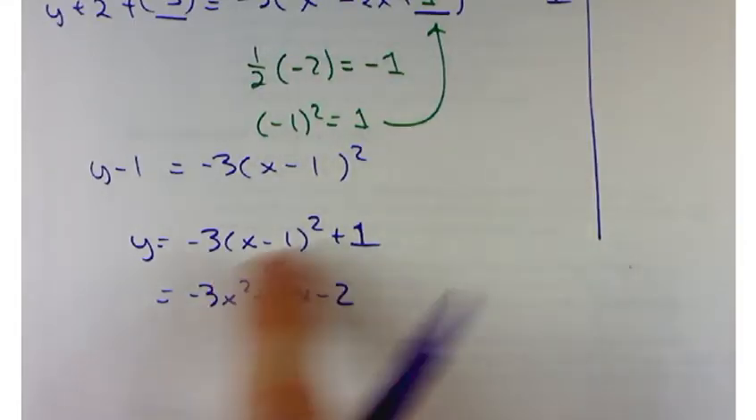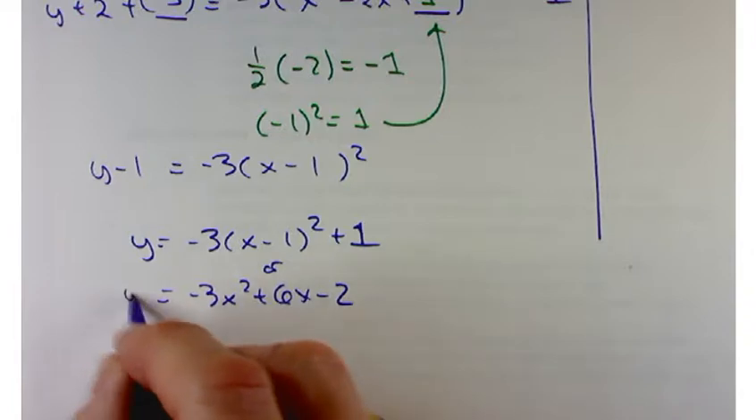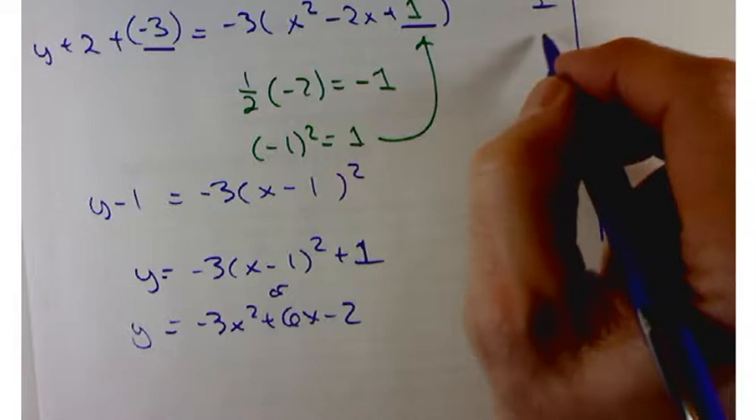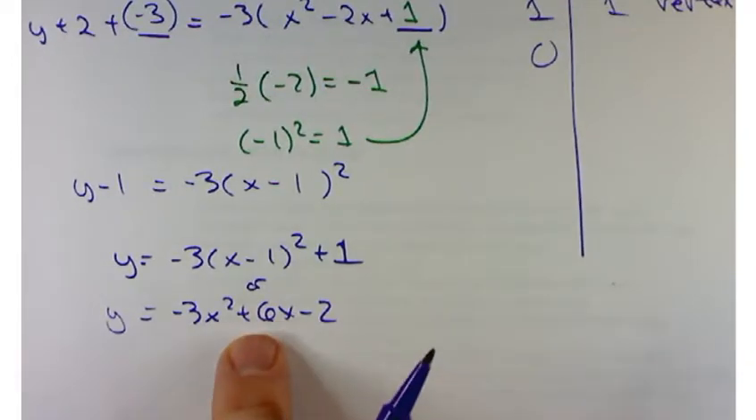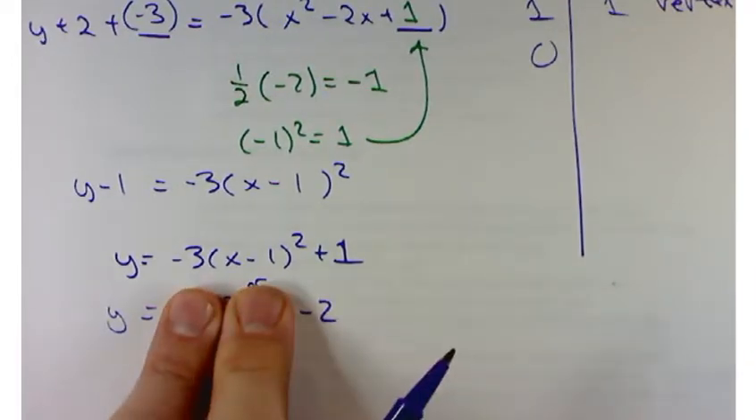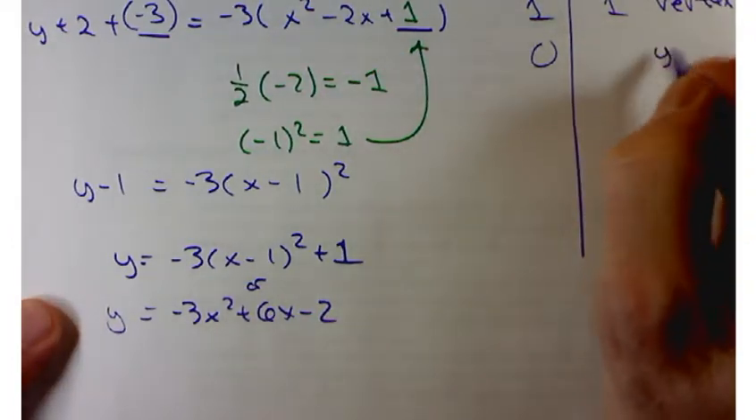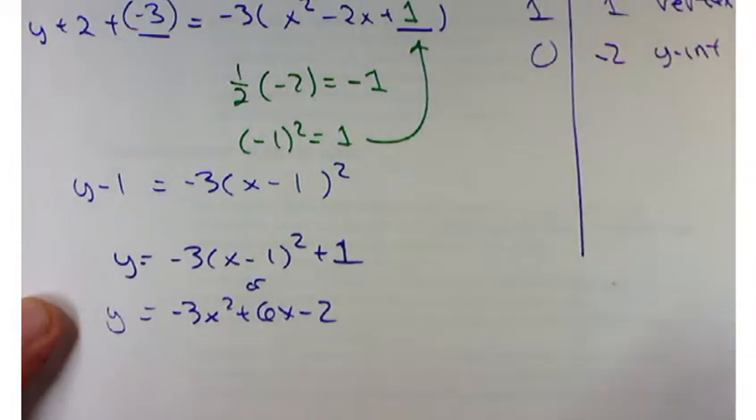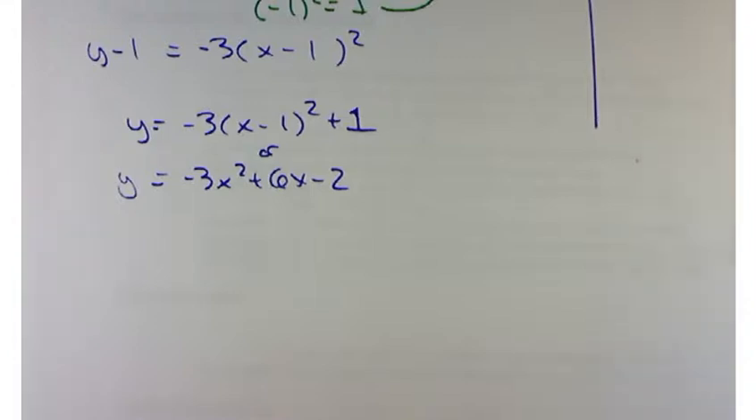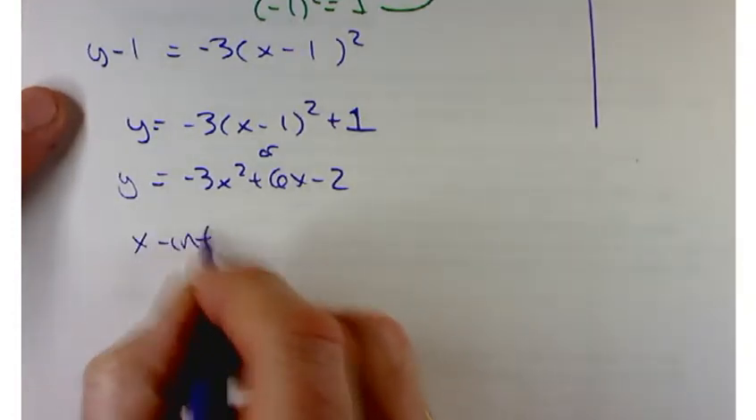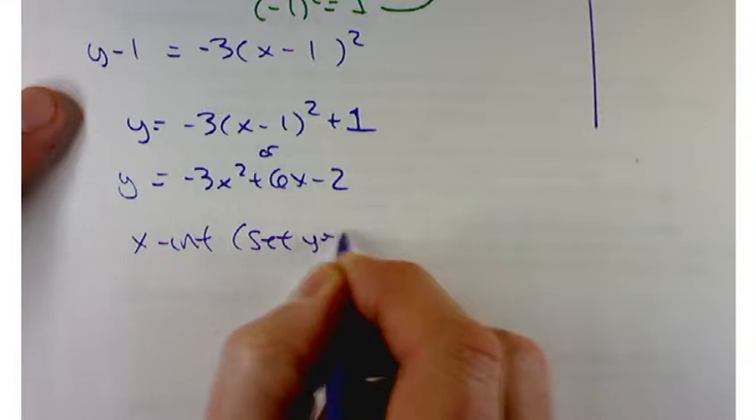As convenient as this is for the vertex, the other form of this is more convenient for the y-intercept. You get the y-intercept by setting x equal to 0. These two terms disappear. What's the y-coordinate of the y-intercept? Good, -2. Now comes the fun part, finding the x-intercepts. So to find the y-intercept, I set x equal to 0. What do I do to find the x-intercepts? Good, set y equal to 0.